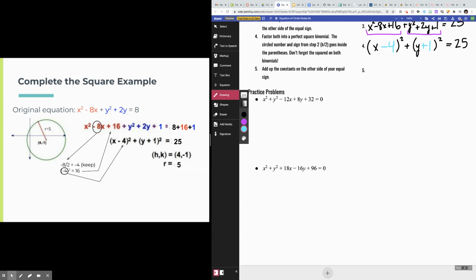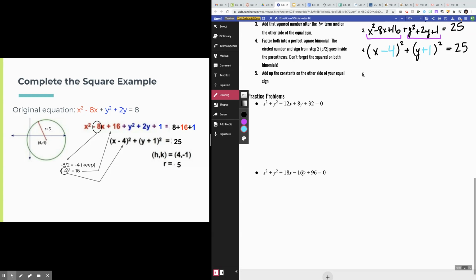I'm gonna leave this slide that you see on the left up so you can kind of see the process, okay? But I want you to try these 2. Pause the video, try these 2, put both of those equations in standard form, and then check back with me to see how you did.